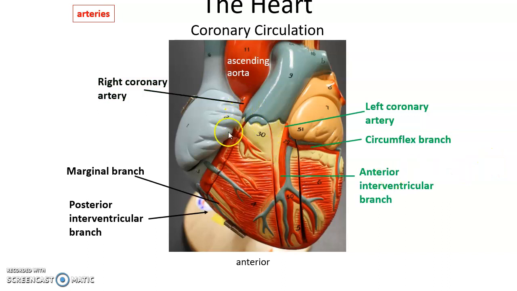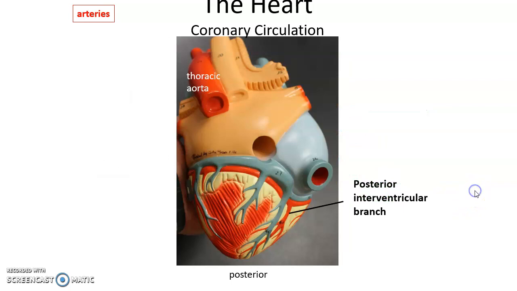The right coronary artery will split, giving us the marginal branch, and also will wrap around to give us the posterior interventricular branch. The left coronary artery will split into the circumflex branch, going around the left side and toward the back, and will also form in front the anterior interventricular branch. So here is the anterior interventricular branch. Again, these are all arteries carrying blood to the heart organ.